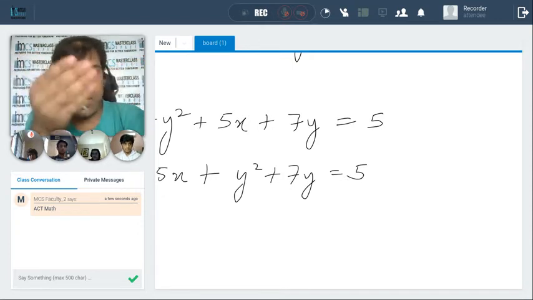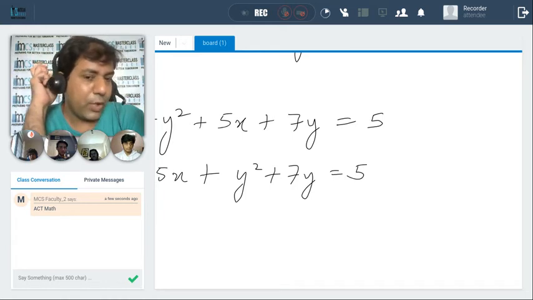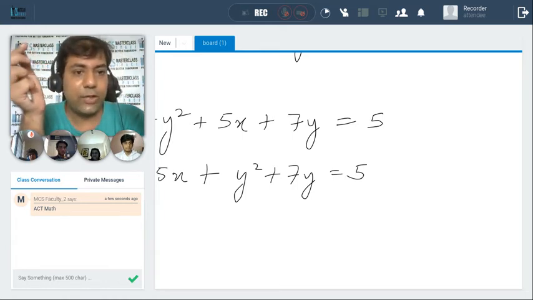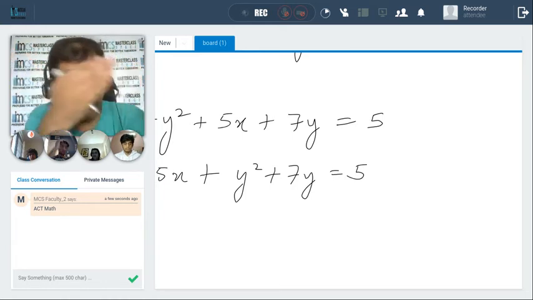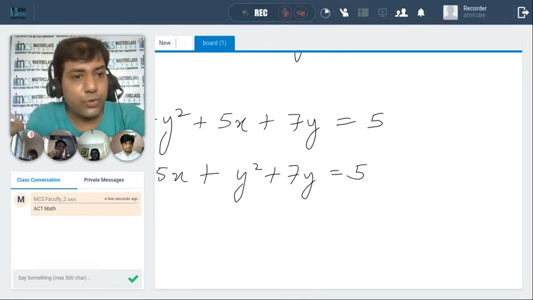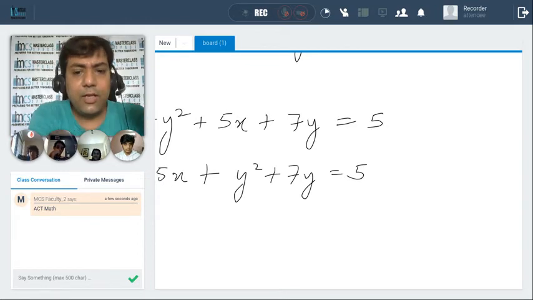So either you take out, if it is like 2x square, you take 2 common from the expression, then you proceed. Okay, here it's already 1. What you have to do, take the coefficient of x, half it. Okay, once you half it, then what you have to do?